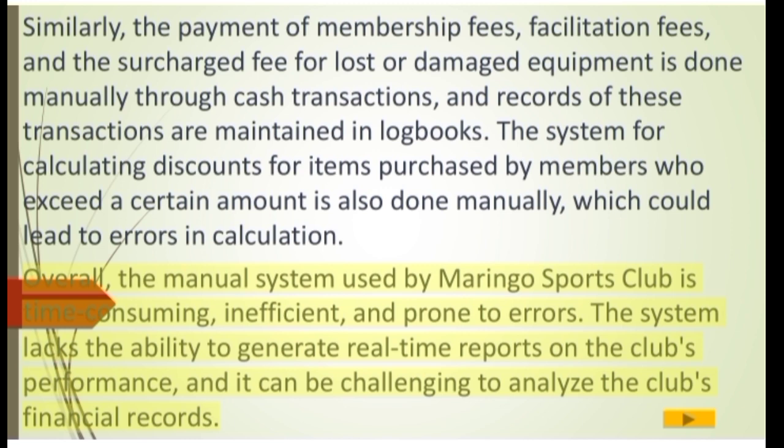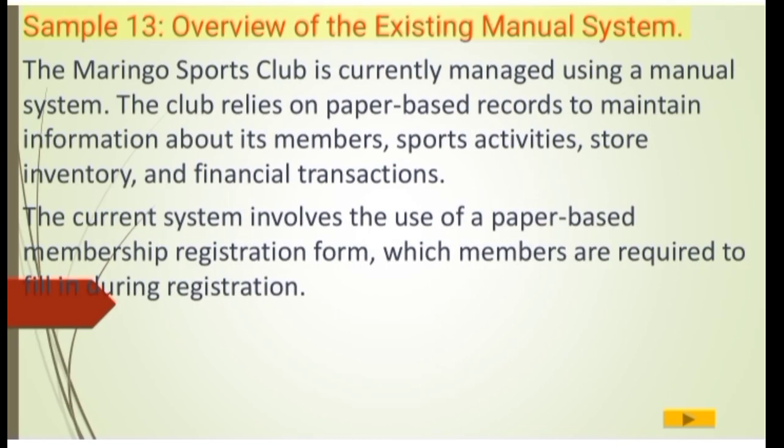The system lacks the ability to generate real-time reports on the club's performance, and it can be challenging to analyze the club's financial records. Sample 13. Overview of the existing manual system. The Maringo Sports Club is currently managed using a manual system. The club relies on paper-based records to maintain information about its members, sports activities, store inventory, and financial transactions.